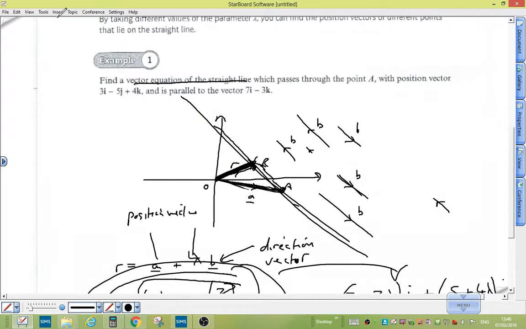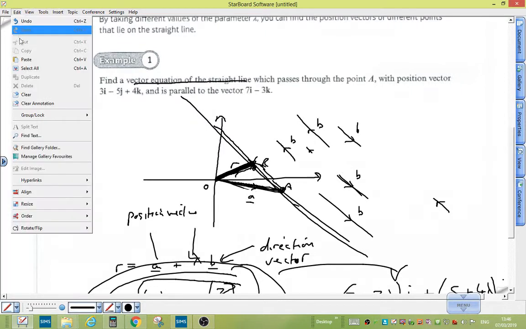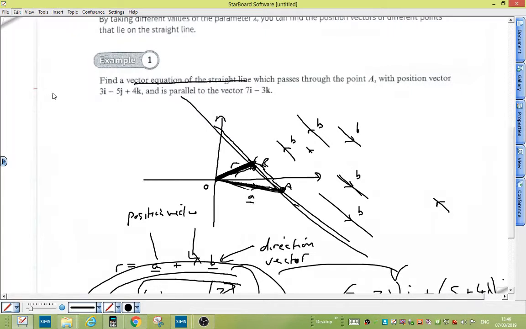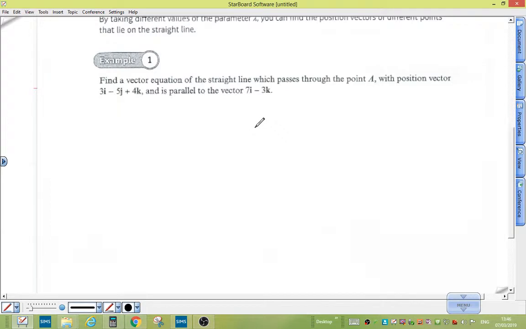So this question here, let me get rid of the thingamajig. Edit and clear annotation. Yes, I will. Right. Find a vector equation of a straight line which passes through point A with that position vector and is parallel to that vector. Well, that's dead easy now, I hope.